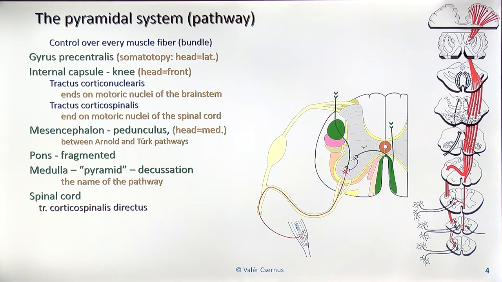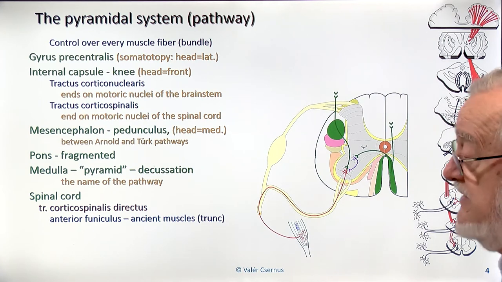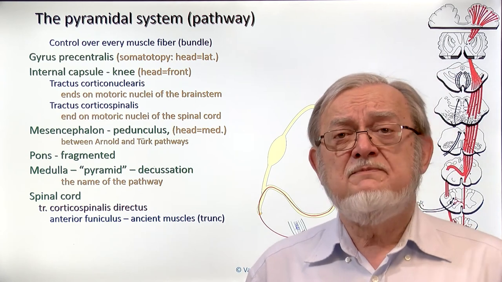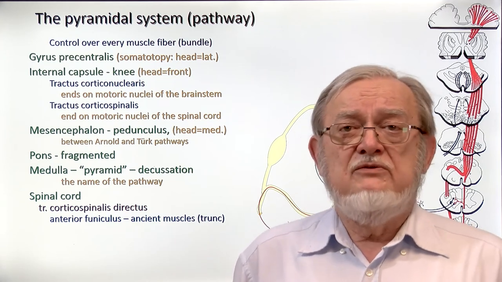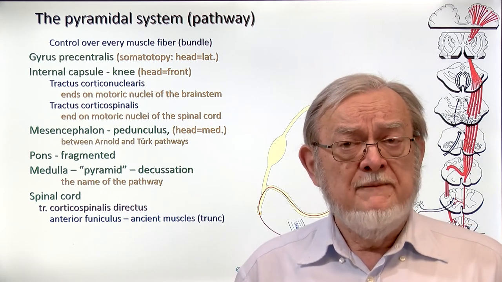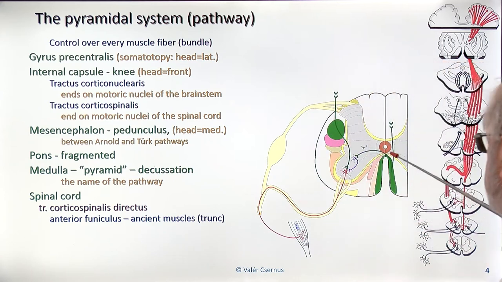In the spinal cord, consequently, this pyramidal tract goes two ways. The non-crossed or direct pathway is in the most medial part of the anterior funiculus. This pathway controls the ancient muscles, the trunk muscles. Those muscles are controlled by this pathway, which is present in the most primitive vertebrates, like fish. Fish do not have limbs. They swim and do everything with the muscles of the trunk. They have practically only this type of direct pyramidal pathway.